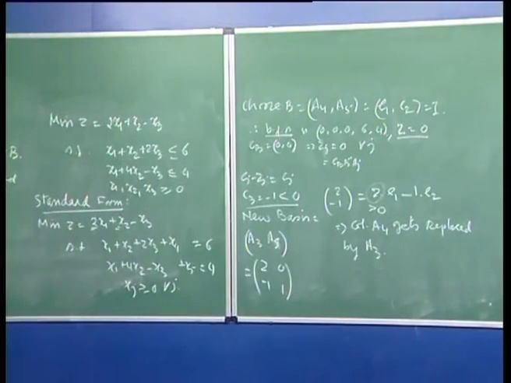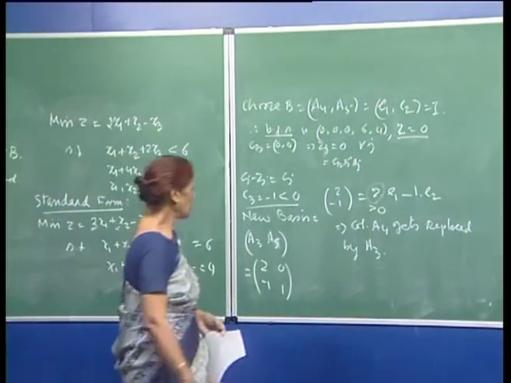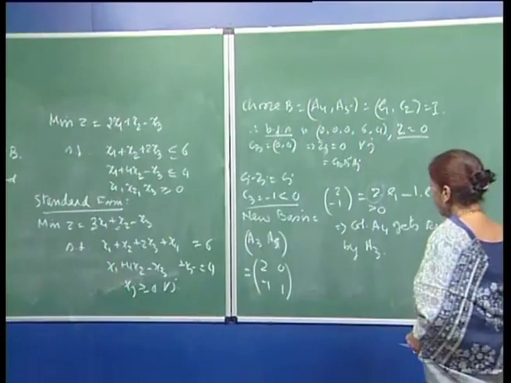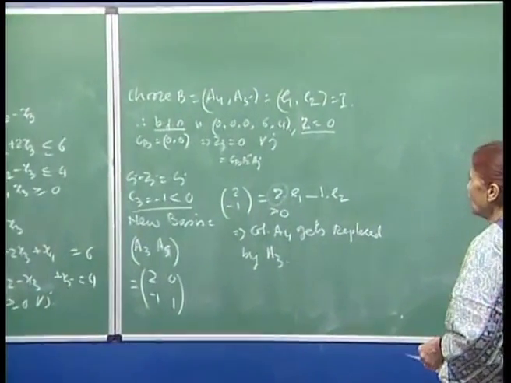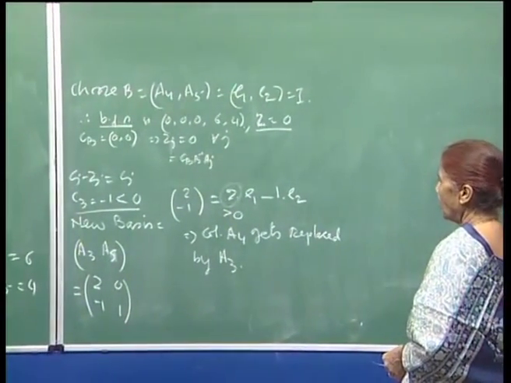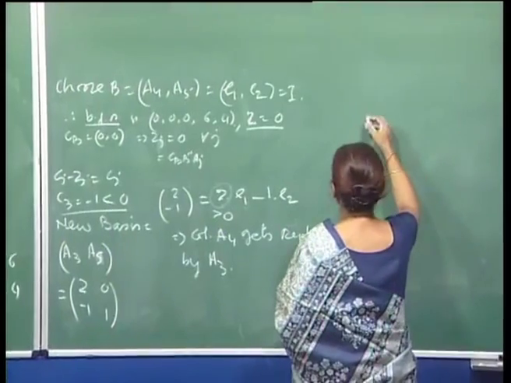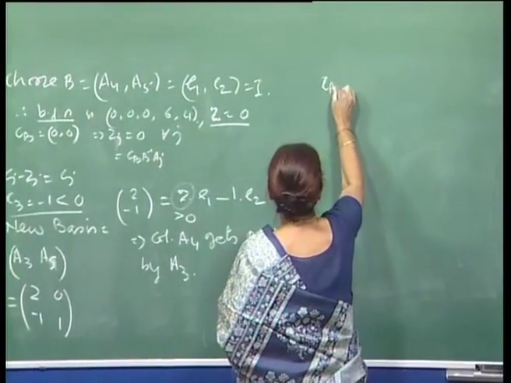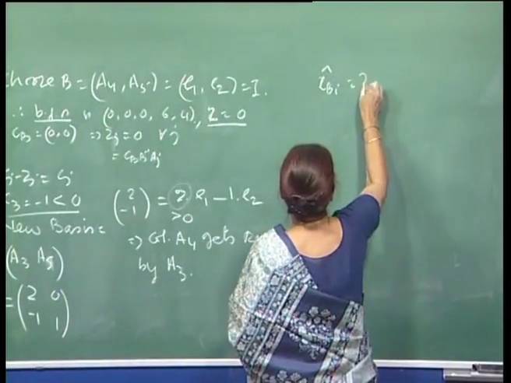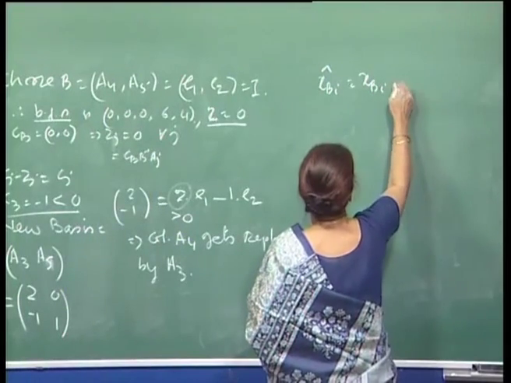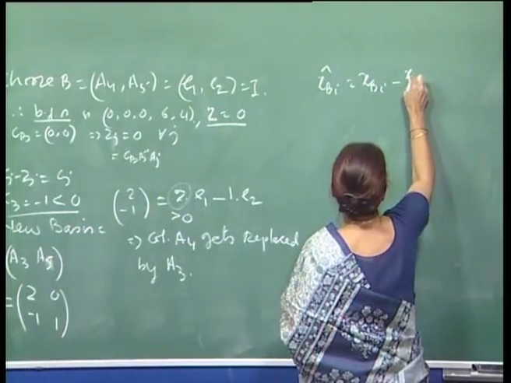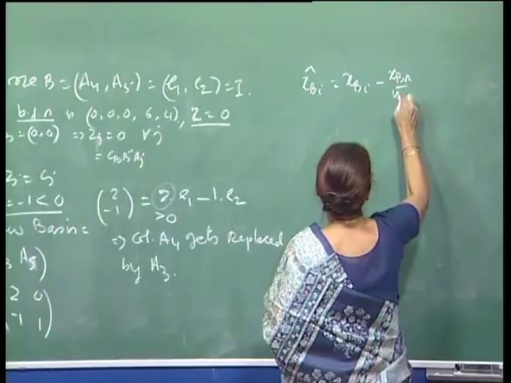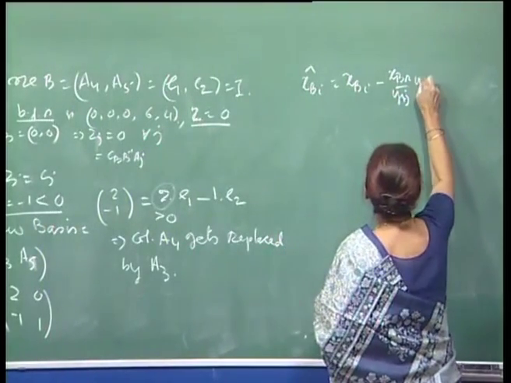Now you need to compute your new basic feasible solution. And if you can recall the formula, what was the formula? xbi hat we said is xbi minus xbr upon yrj into yij.